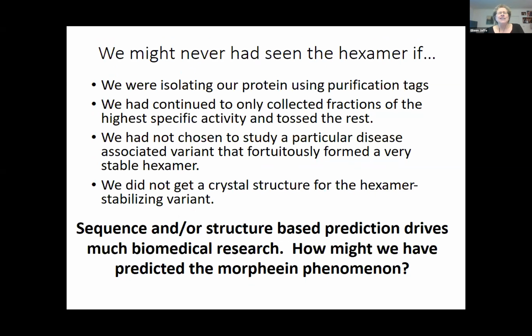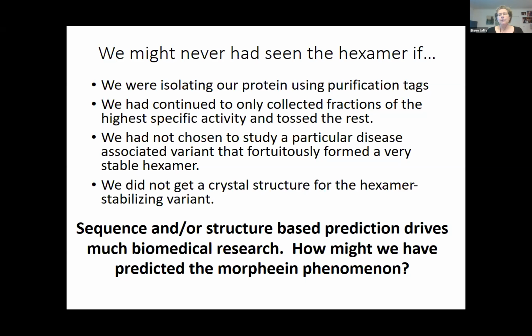Or what if we hadn't just happened to study a particular disease-associated variant that fortuitously formed a very stable hexamer? And you'll see some examples during today's talks of our investigators studying particular variants that were either designed or found to stabilize a particular multimer, or for that matter, if we didn't happen to get the crystal structure for the hexamer stabilizing variant. So I realized that an awful lot of sequence and structure-based predictions are what drives much biomedical research.